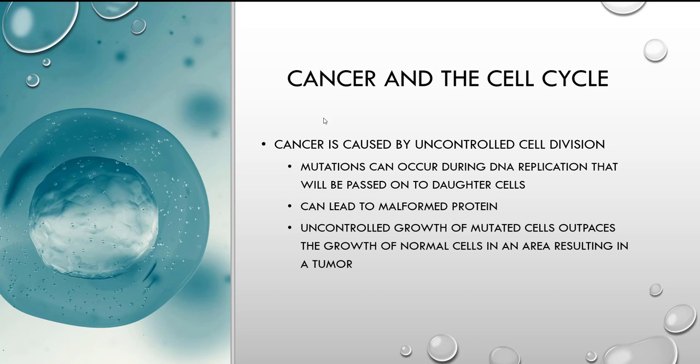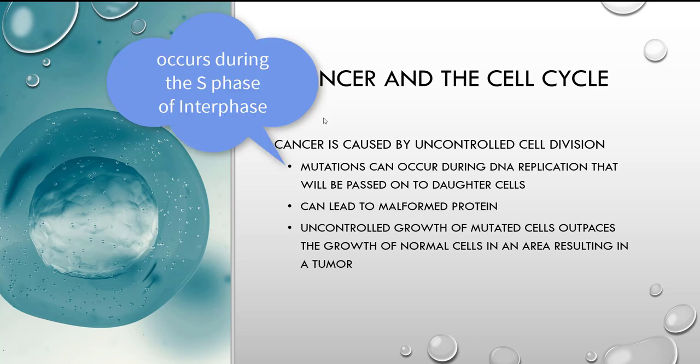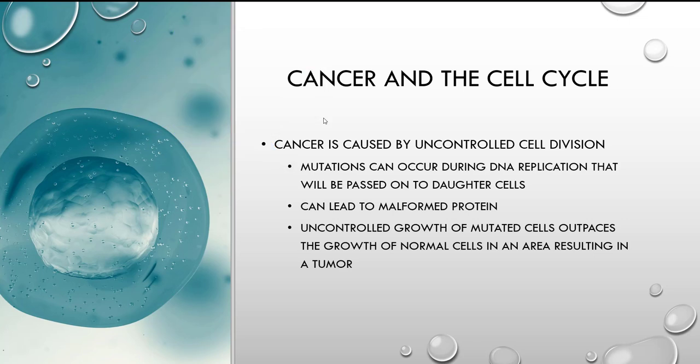So what is cancer? Cancer is caused by uncontrolled cell division, and again, it's due to mutations. So what are mutations? Mutations occur during DNA replication. When does DNA replication occur? That occurs during the S stage of interphase. Remember, during interphase, the cell replicates its entire genome, and that's a lot of nucleotides to replicate.